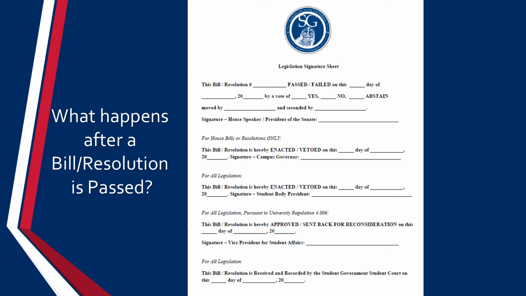After a piece of legislation has been passed by the House, it does not automatically get passed. It has to go through a legislation signature sheet where the campus governor, student body president, vice president for student affairs, and the chief justice have to sign. If, during this process, one of the signature people vetoes the bill, then it will get sent back to the House and then re-voted on and then re-signed by the vice president for student affairs.